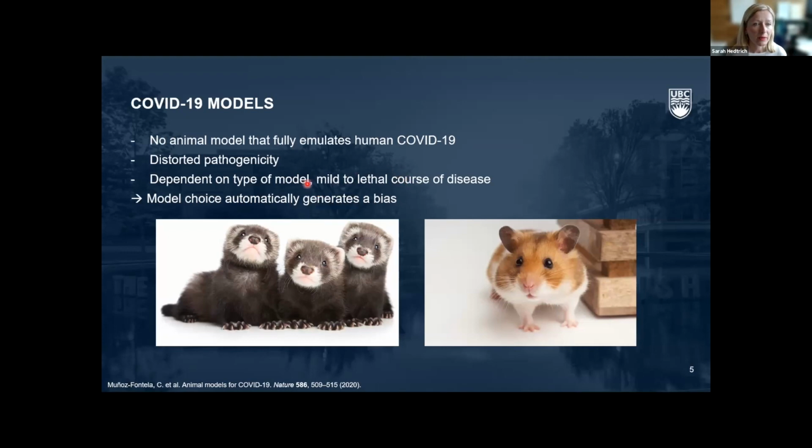Another limitation is also that, dependent on the mouse model and other animal models as well, we get either a pretty mild or a very severe course of disease. And this automatically means that by choosing a specific animal model, we automatically generate a bias in what type of COVID-19 infection we are investigating, and in the results we will be able to retrieve from that. The other caveat is that there are not many reagents and consumables that go well with ferret tissue or golden Syrian hamster tissue. So the limited availability of species-specific reagents is also a great limitation, which hampers the research in animal models as well.